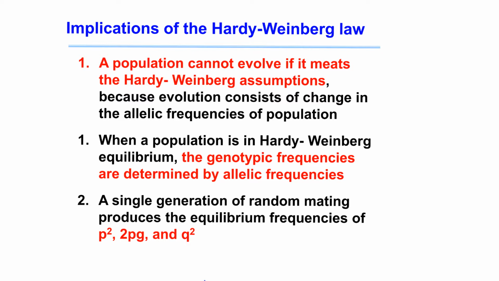Now, when a population is in Hardy-Weinberg equilibrium, the genotypic frequencies are determined by the allelic frequencies, and a single generation of random mating produces the equilibrium frequencies of p square, 2pq, and q square.